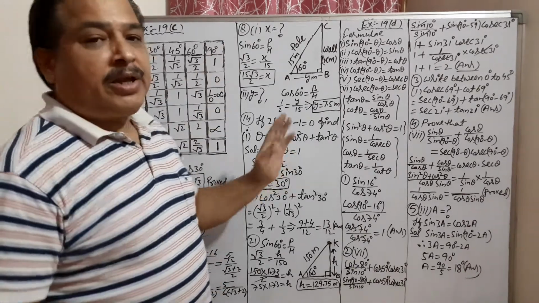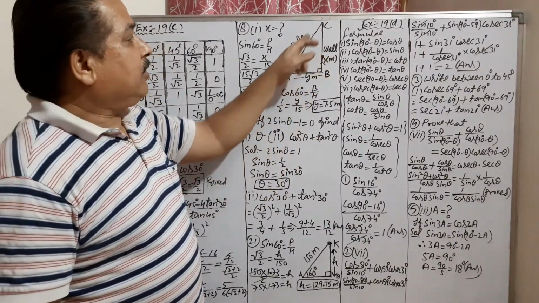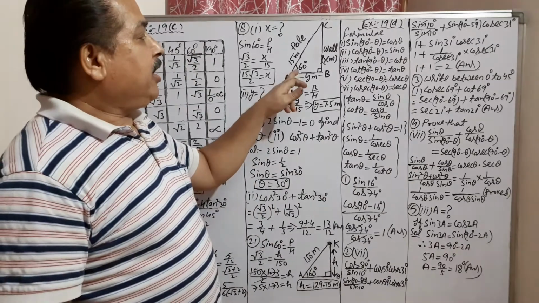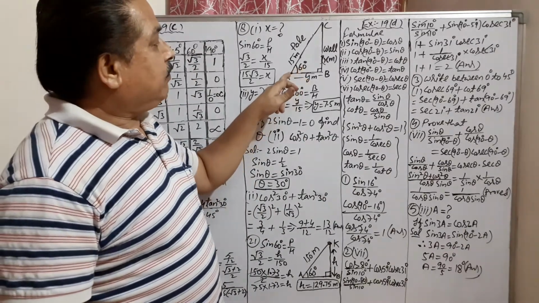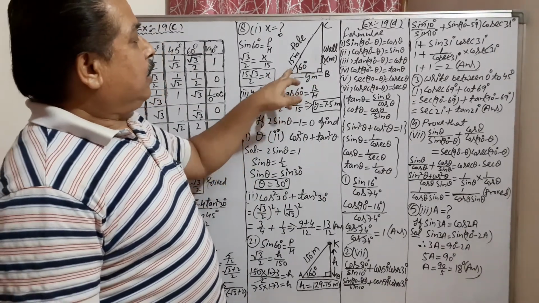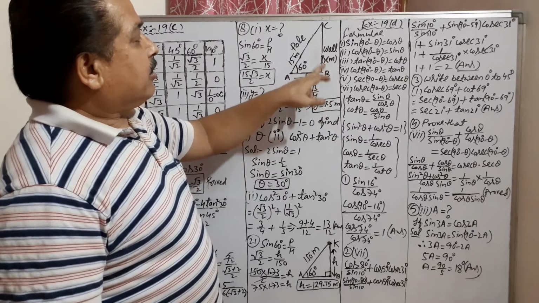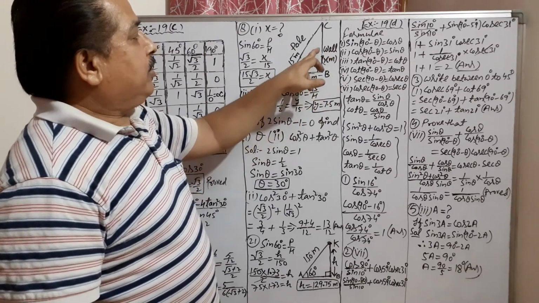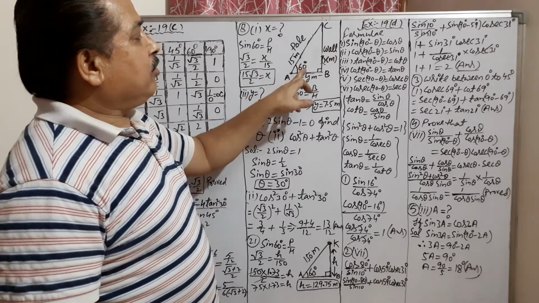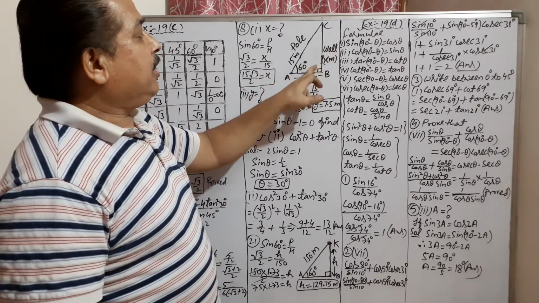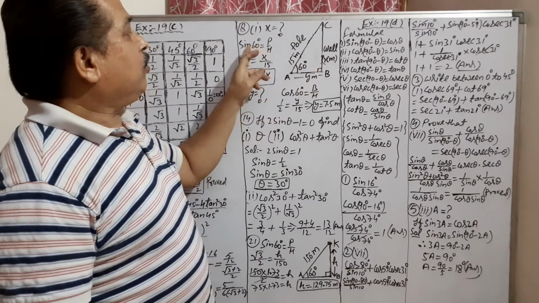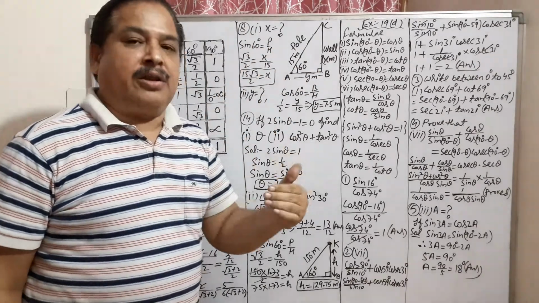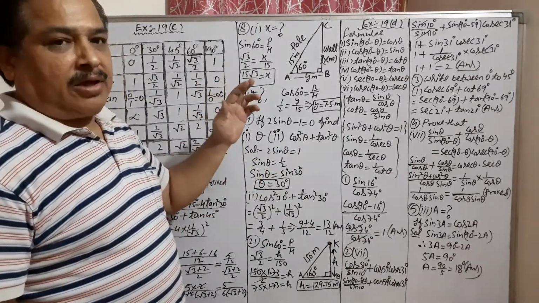In question number 8 there is a wall and this is a pole. The pole is standing against the wall and making an angle of 60 degree with the ground. In the first part they are asking the height of the wall. So according to this angle, this is the perpendicular and this is the hypotenuse. You know perpendicular and hypotenuse come in sine. We have done this in the last exercise.